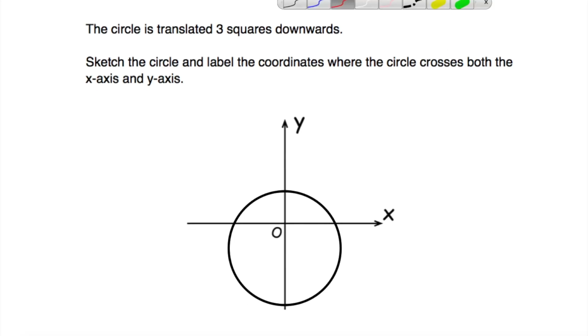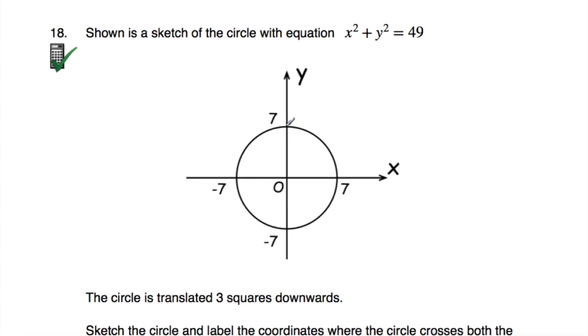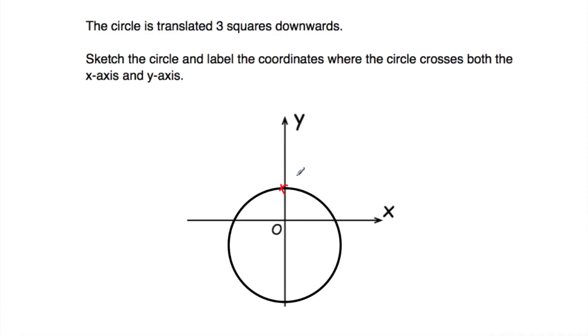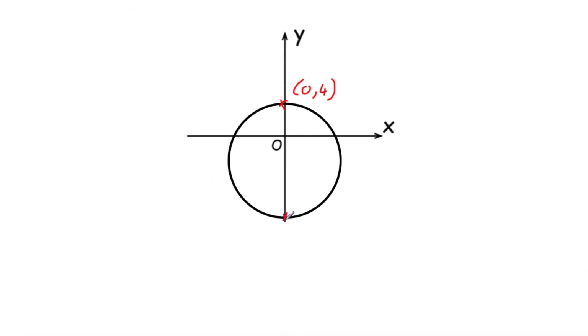Okay, so let's find the points of where that circle crosses both the x-axis and y-axis. And I'm going to start with the y-axis to begin with, because they're the easiest ones to do. So if we have a look at this point, this is the point 0, 7, and we're going to translate it 3 squares downwards. So that means the top of the circle will be at 0, 4. So that means this point here is 0, 4, because we've moved it 3 squares down. Then if we look at the bottom of the circle, it crossed the y-axis at -7, and then we're going to translate it 3 squares down, so it'll be -10. So this point here would be 0, -10. So we've got the 2 points where the circle crosses the y-axis.